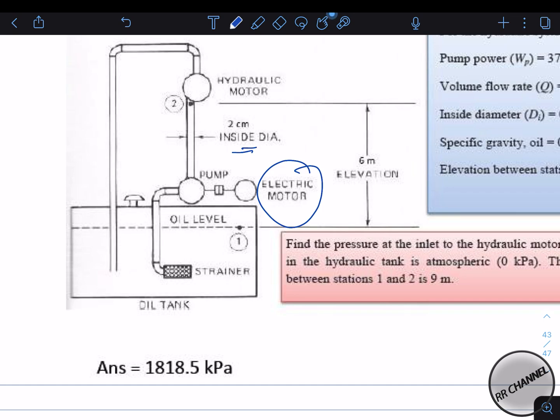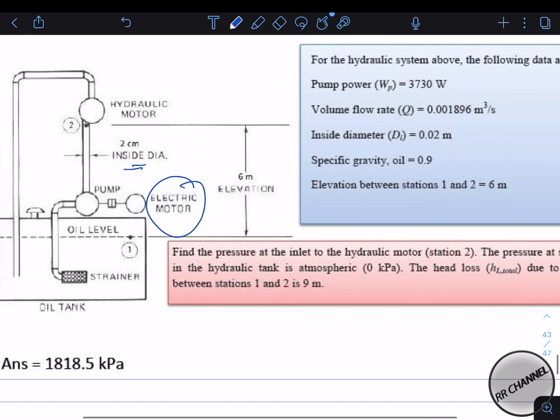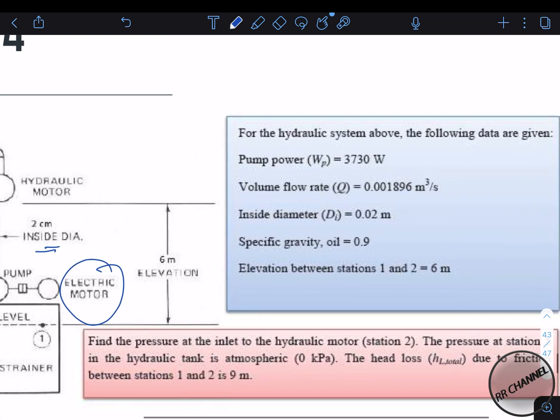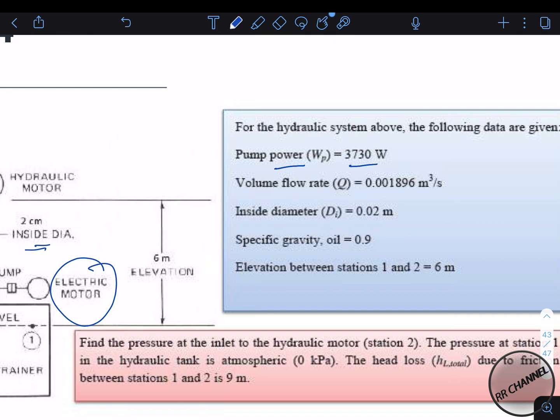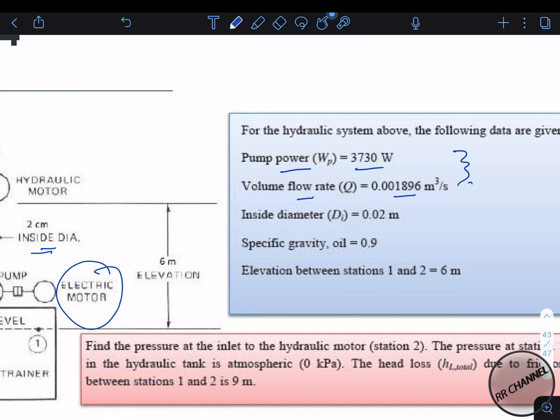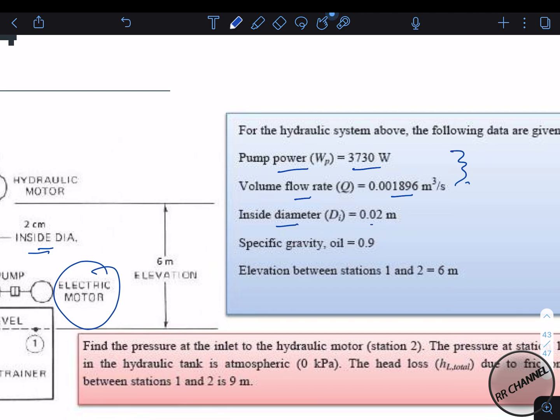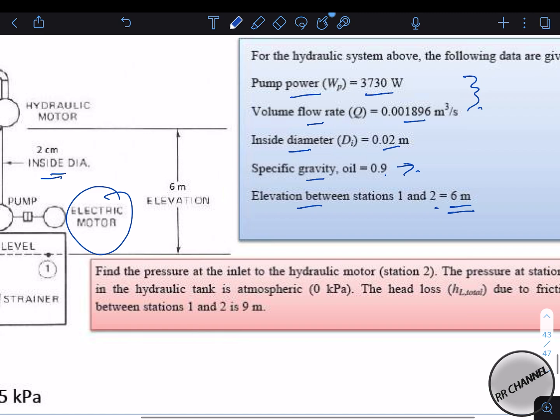So this problem basically wants you to analyze from point 1 until point 2, and you need to apply the Bernoulli equation to find the parameter that it wants. For example, here it gives you certain values, which is the pump power, 3730 watt, and the volumetric flow rate, which is also from the pump, output from the pump. By using this you can also find the pressure produced. This is the inside diameter of the pipe, and the specific gravity of your working fluid, which is oil, 0.9. So you can convert it into the density using the density of water, and the elevation between station 1 and 2 is 6 meter. Right, so what are the parameters that it wants you to find?